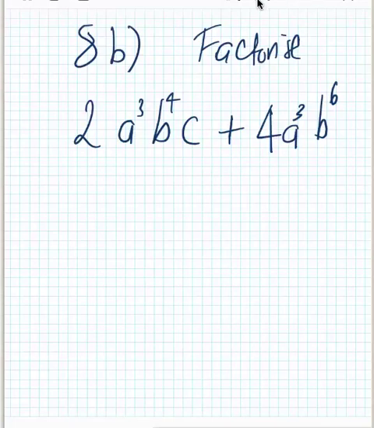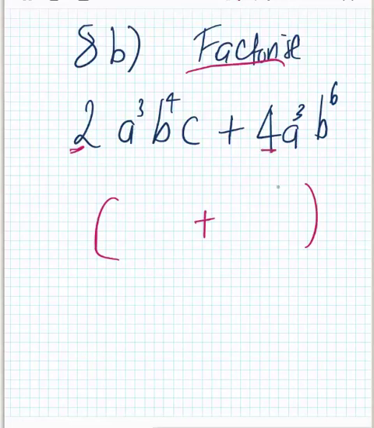All right, and the final question for this section is factorizing. Once again, we are experts at factorizing. So it's opposite to expanding. Get your brackets ready. And a plus goes in the middle. So starting with 2 and 4, what's the highest factor of 2 and 4? I can divide them both by 2. 2 divided by 2 is 1. 4 divided by 2 is just 2.